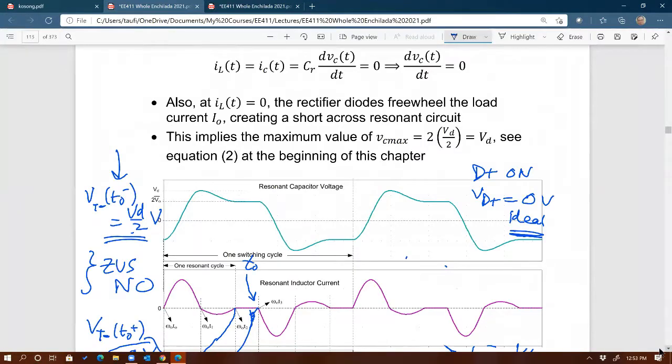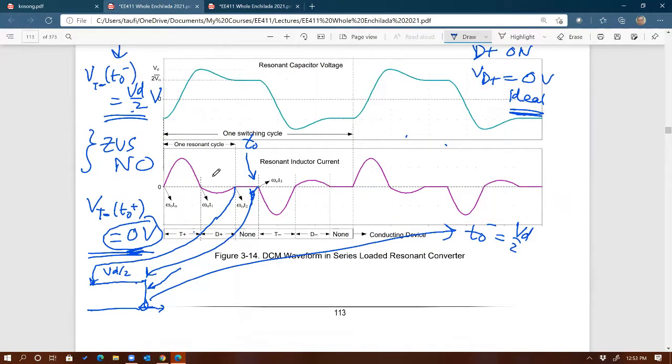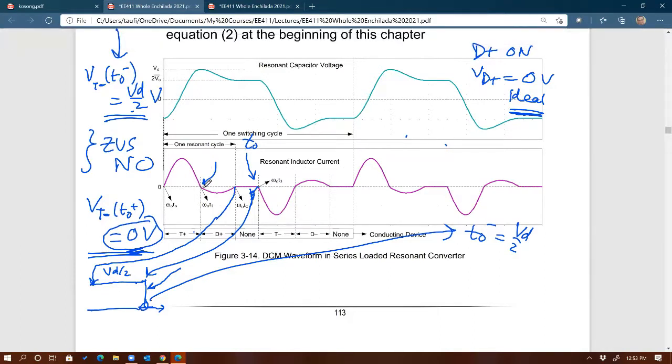You see that right here? Current goes to 0, and then the switch turns off, right? We're not forcing the current to go to 0. It goes to 0 by itself, and then it turns off because D plus takes over. So we don't need a signal. We don't have to send a command for the switch to turn off, right? But when you turn on the switch again, we have VD over 2, so we have a voltage, so it's able to be turned on.